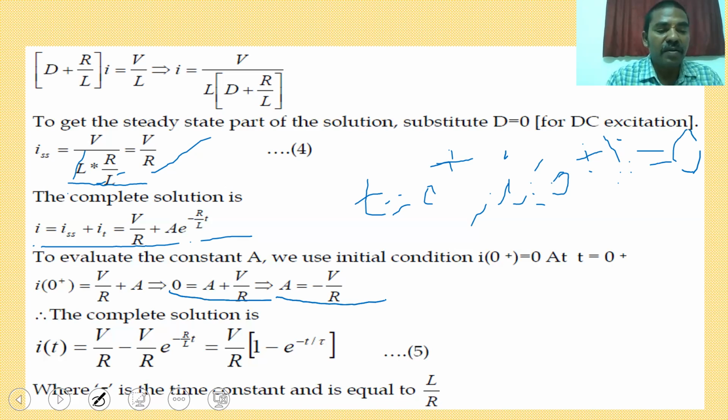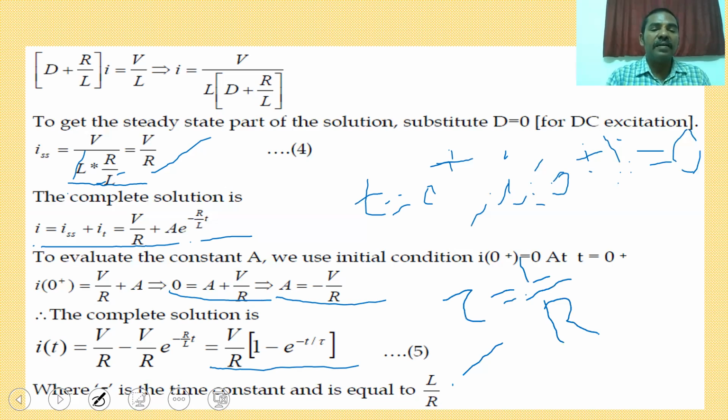So i of t is equal to V by R minus V by R e power minus t by tau, or you can write it as V by R into 1 minus e power minus t by tau. For the RL circuit, the time constant tau is L by R. Are you understanding?